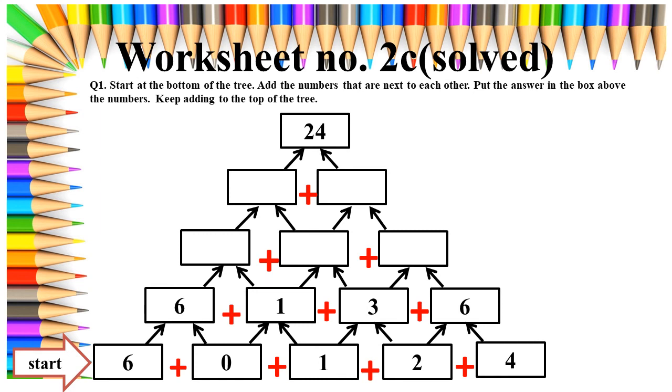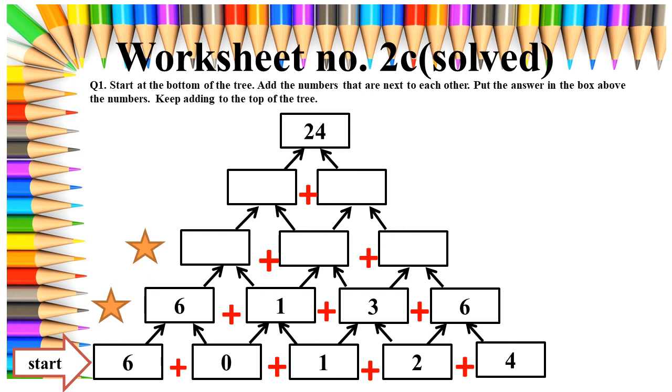Now 6 plus 0 is equal to 6. Now 0 plus 1 is equal to 1, and we have put 1 in the box above the numbers. Then 1 plus 2 is equal to 3. Then 2 plus 4 is equal to 6. Okay, now we are done with this step. Moving towards next step.